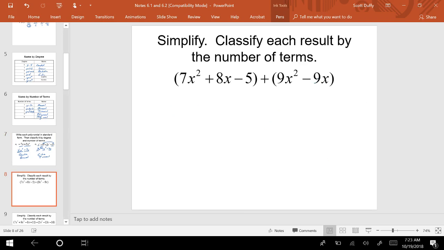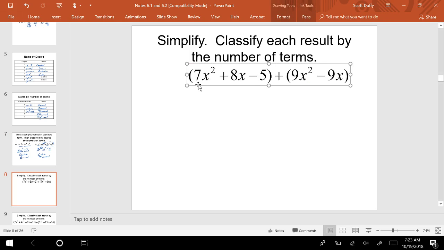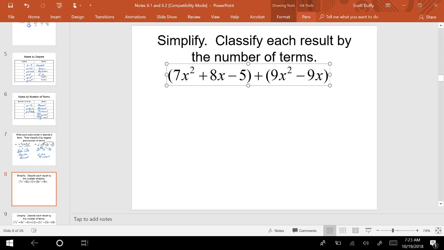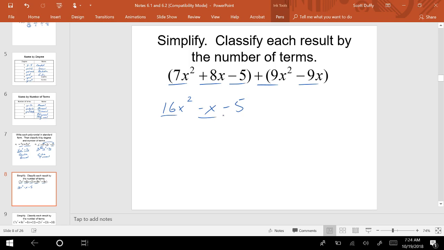Simplify, classify each result by the number of terms. 7x squared and 9x squared go together to make 16x squared. 8x minus 9x is negative 1x. Negative 5 doesn't combine with anything. Okay, three terms. That is a trinomial. Highest degree is 2, so it would be quadratic trinomial.